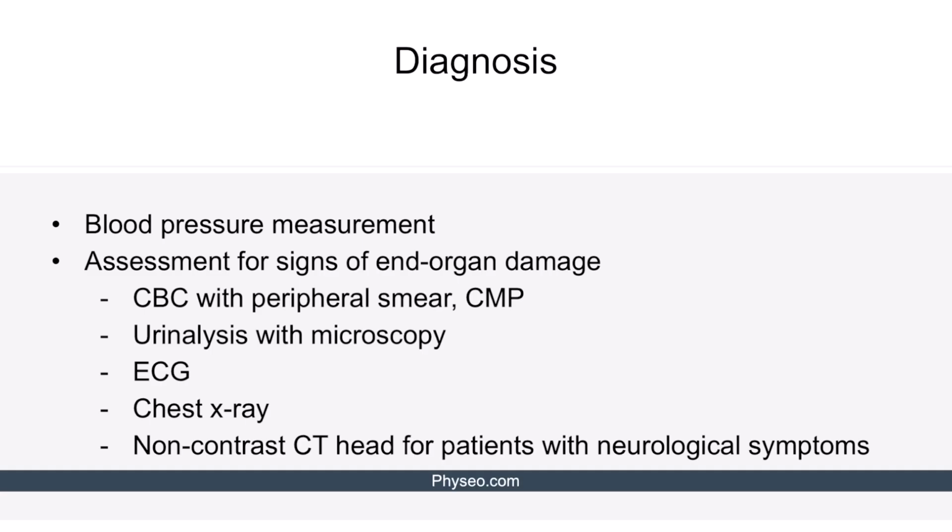The diagnosis of hypertensive crisis begins with a blood pressure measurement, followed shortly by a careful assessment for signs of end organ damage. At minimum, patients suspected of having a hypertensive crisis should be evaluated with a CBC with peripheral smear, a CMP, a urinalysis with microscopy, an ECG, and chest X-ray. Clinicians should also consider ordering a non-contrast CT head for patients with neurologic symptoms, such as a headache or altered mental status.